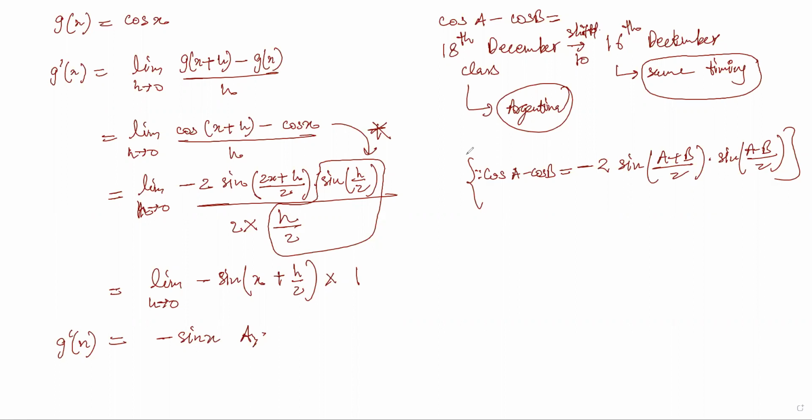So over here, after you apply the formula in the denominator, you multiplied 2 into h by 2. Yeah, I multiplied and divided by 2 with this h, so that I can make this formula.